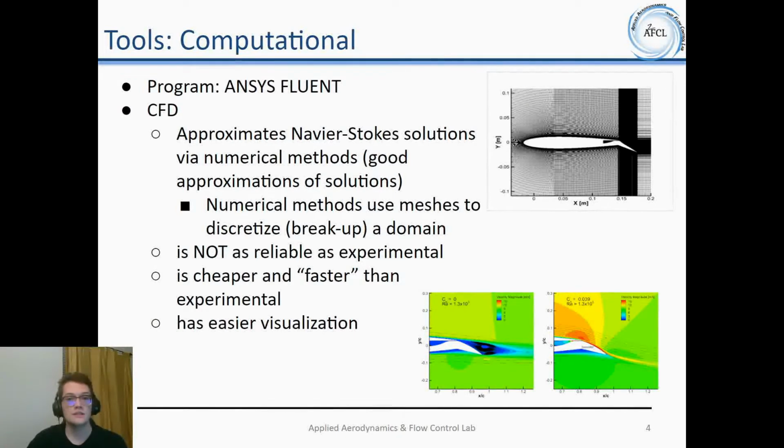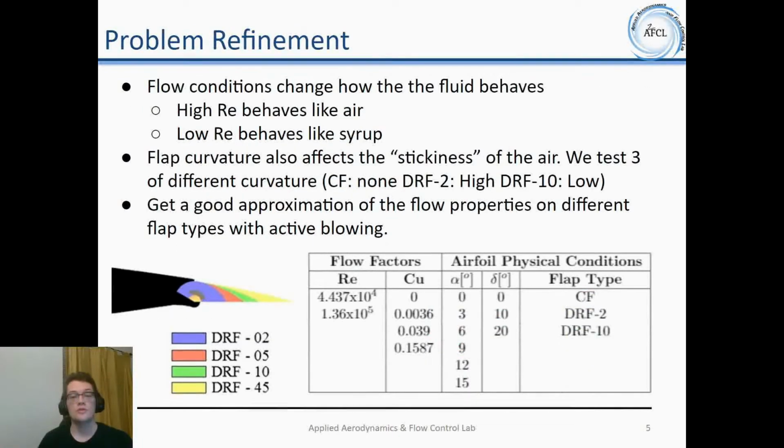However, CFD is very cheap and faster than experimental solutions because all that is required is the electricity cost of your computer. It also has easier visualization than experimental data because we already know the velocity at each point. Experimentalists have to sample this velocity. To refine the problem, we must also talk about other factors included. First is the Reynolds number, which can change with velocity. At high Reynolds number, air behaves like air, and at low Reynolds numbers, air behaves like honey.